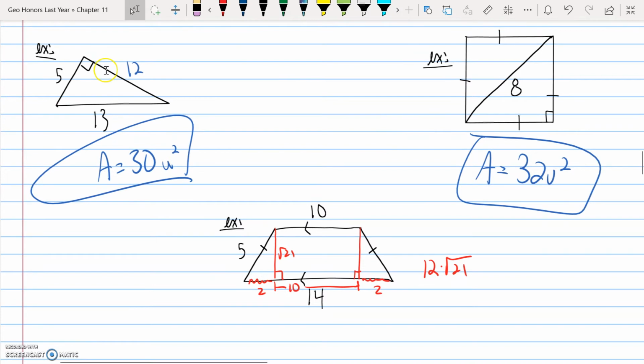In the first example, you had a right triangle. If you use Pythagorean theorem, this length is 12. Then the area of the triangle is 1/2 times 5 times 12, which gives you 30.